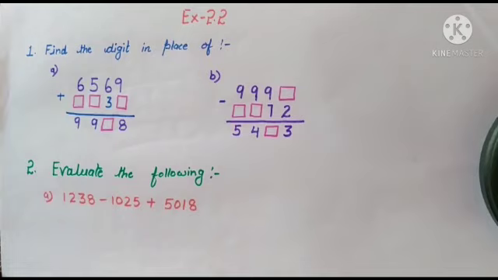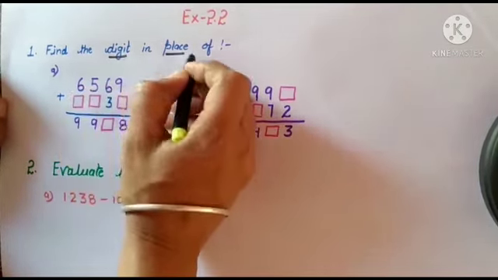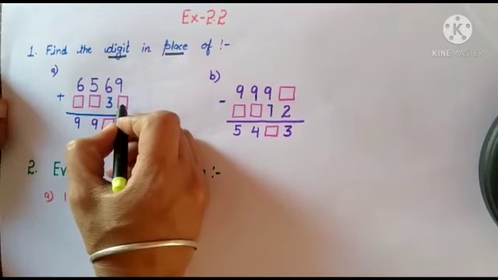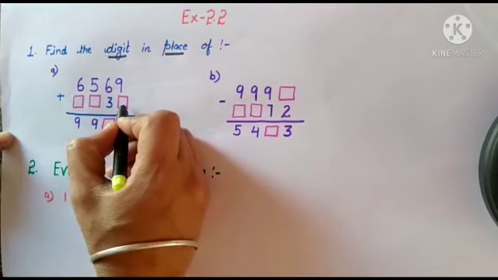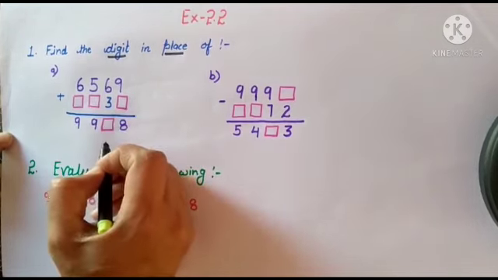Students, in the last video, you did exercise 2.1. In that exercise, you learned addition and subtraction. Today we are going to do exercise 2.2. In exercise 2.2, the first question is: find the digit in the place value of the box. Now see, we have to put a digit in place of the box. What value should be in this box so that our answer can be completed?